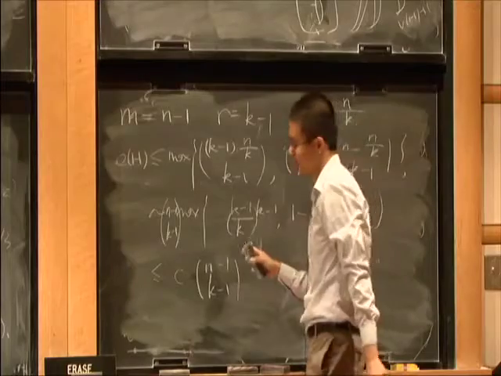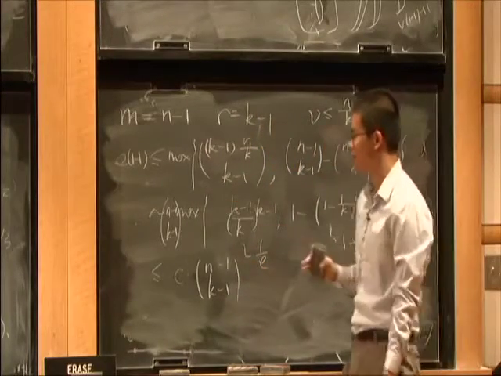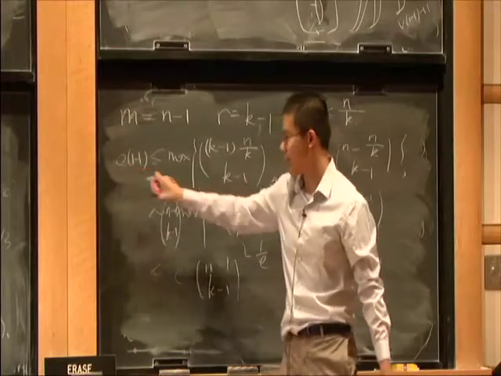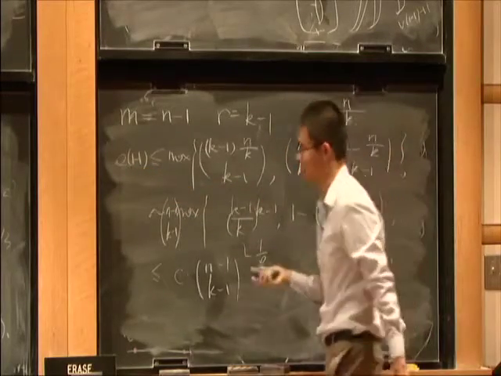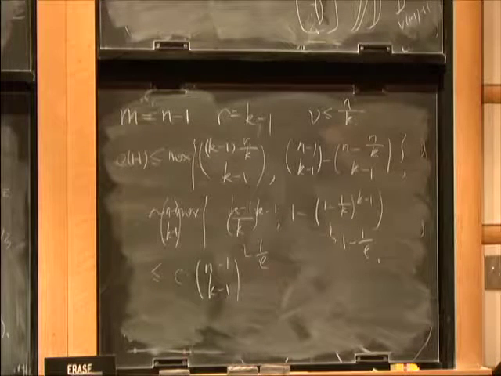But there's another way to do it. Actually, if we don't look at the matching number, but we look at the fractional matching number, then we can estimate the number of edges more efficiently. So here I need to mention the result by Frankl.